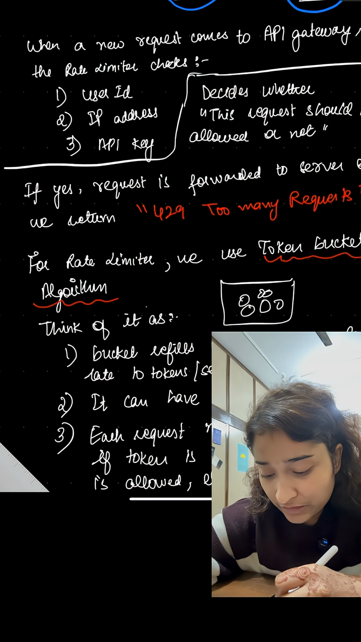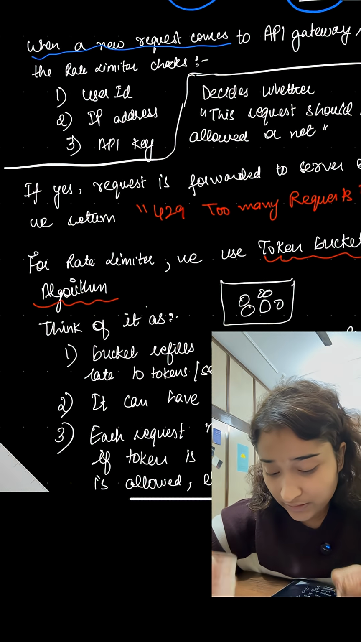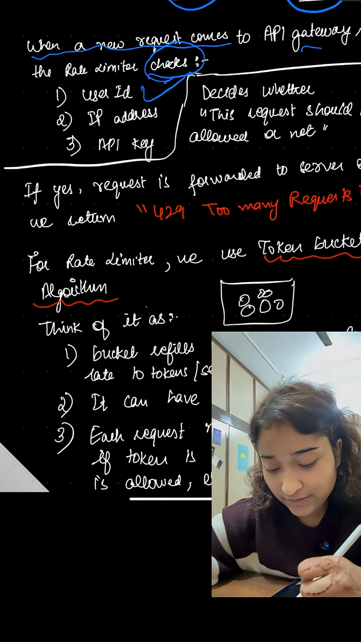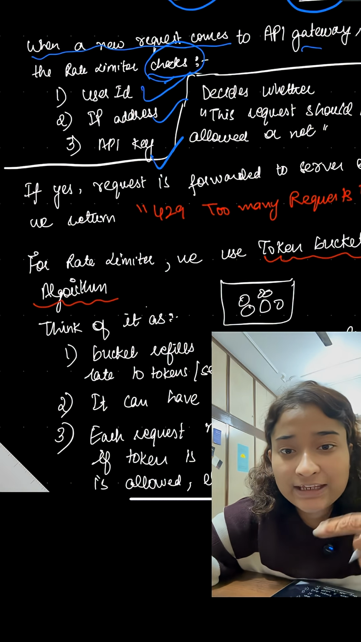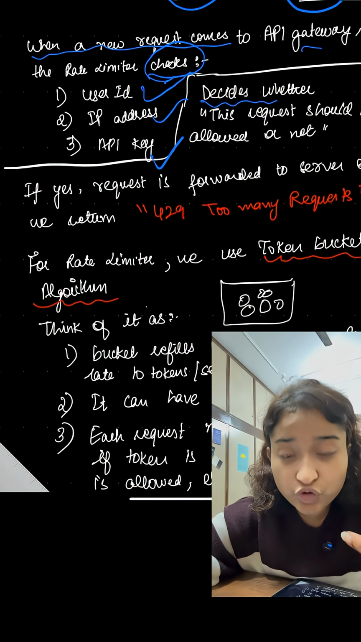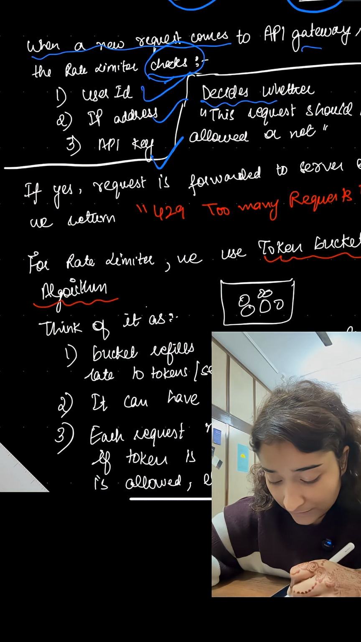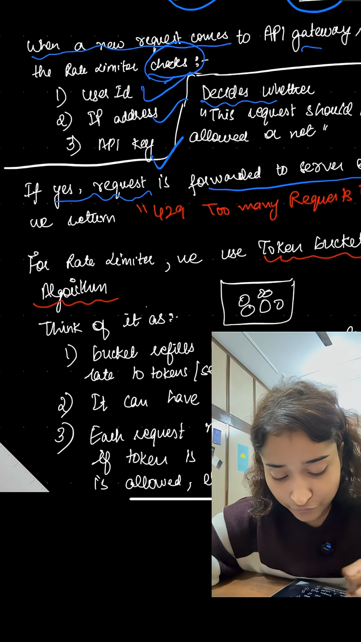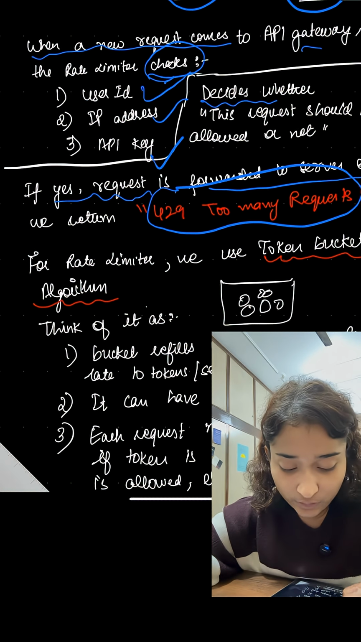Now, whenever a new request comes to the API gateway, the rate limiter will check the user ID or IP address or API key, and based on any one of these values, it will decide whether this request should be allowed or not. If the request is allowed, it will forward it to the server, else it will return 429 too many requests.